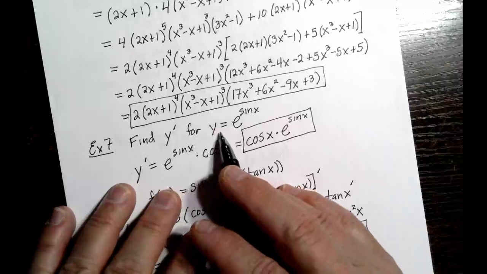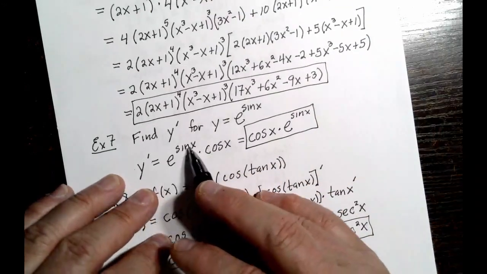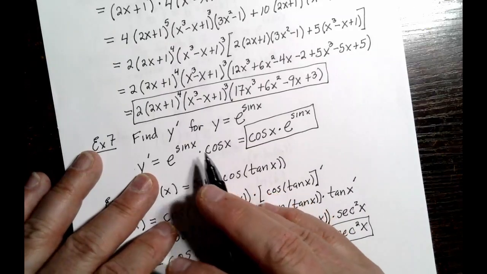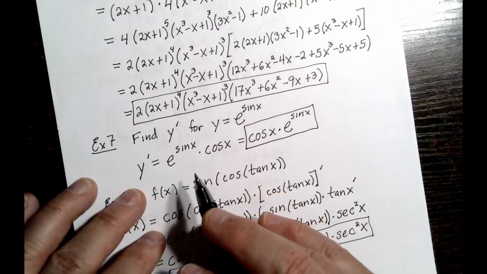Alright, now find the derivative for this guy. Well, you can think of it as e to the x times the derivative of the e to the sine x times the derivative of sine x.